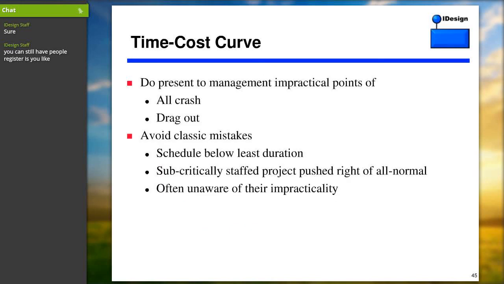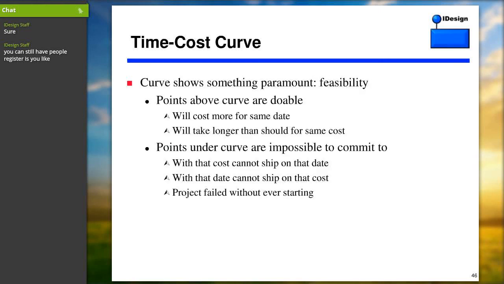Now, there are some classic mistakes here, which is scheduling below list duration. So the architect does the architecture, and then the manager picks some kind of a date. And that's actually wrong. You don't want to schedule below list cost. Now, there's something I'm going to show you here, which is feasibility.